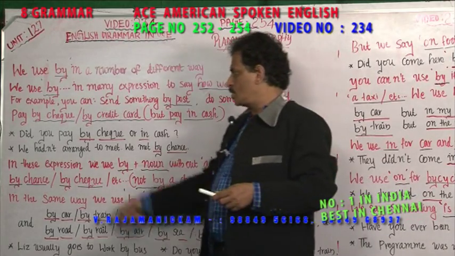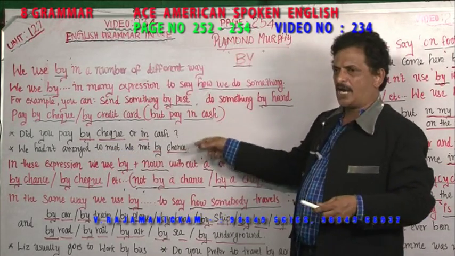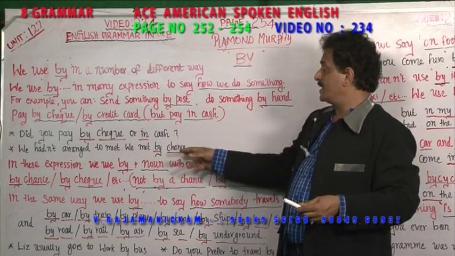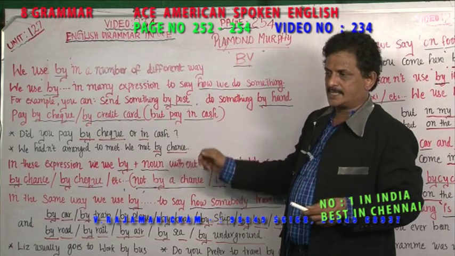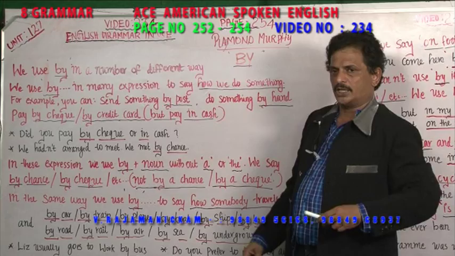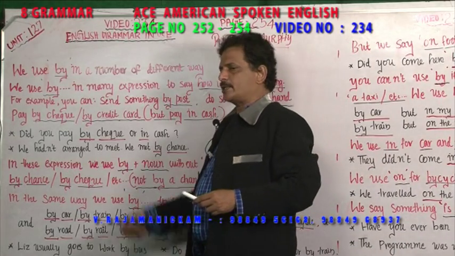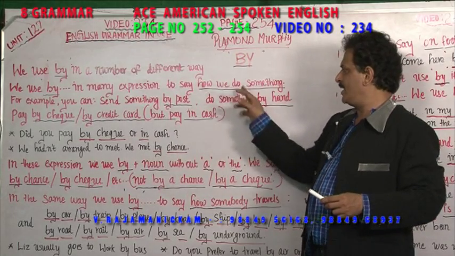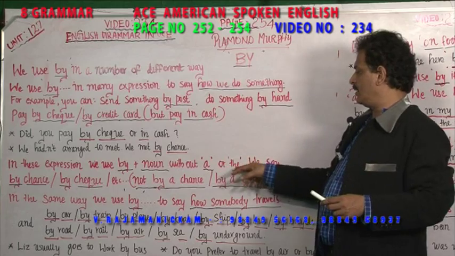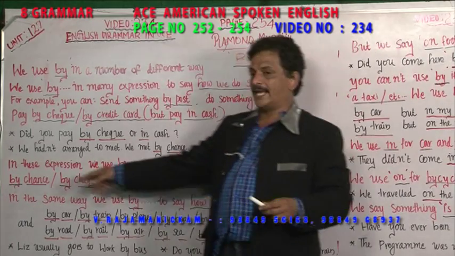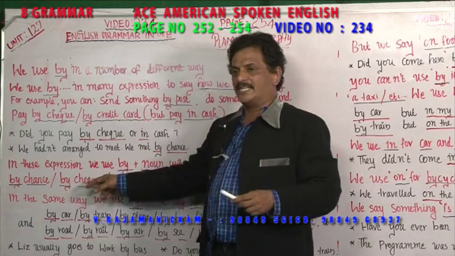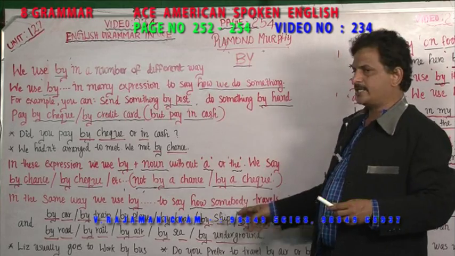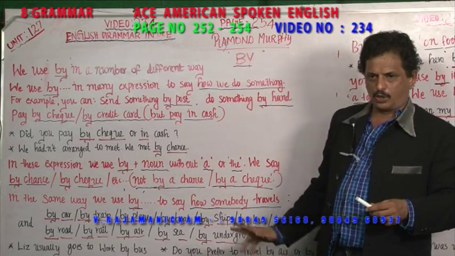We hadn't arranged to meet. We met by chance. Chance என்றால் என்ன? ஒரு திடீர்னு சந்தர்ப்பம் மூலமாக. Chance is a noun, shape இல்லாத noun, position இல்லாத noun, place இல்லாத noun. So in these expressions, by கூட noun. By கூட without 'a' or 'the'. அங்க 'a', 'the' வரக்கூடாது. 'By a chance' சொல்லக்கூடாது. 'By chance'. 'By a check', 'by the check' சொல்லக்கூடாது. 'By check' தான் சொல்ல வேண்டும்.